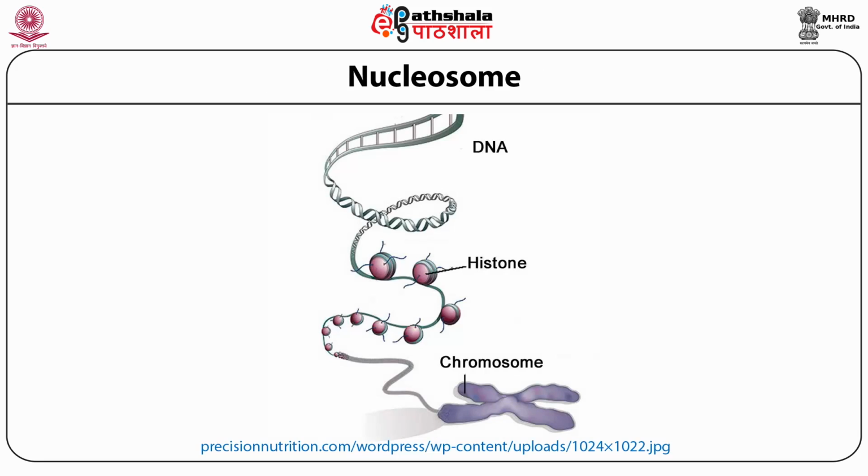These histone proteins are shown in purple color. The DNA which is wound on it is shown in the black color, and how the whole thing ultimately fits into the chromosome is shown schematically.